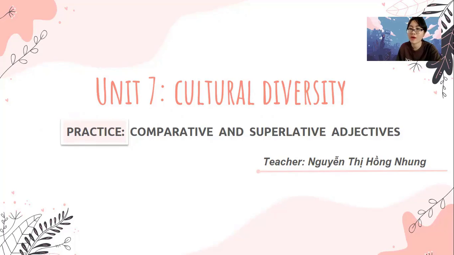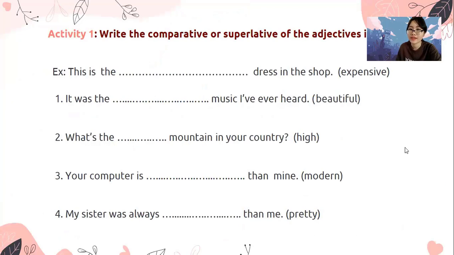You have learned about the comparative and superlative adjectives. So now we're going to do some practice to help you remember the structures and use them correctly. Here is the first activity. You have to complete these 4 sentences by using the comparative or superlative form of the adjective in the brackets.